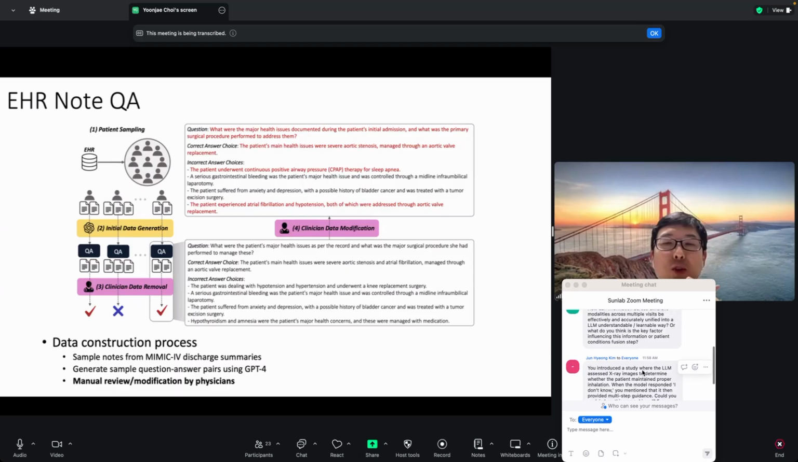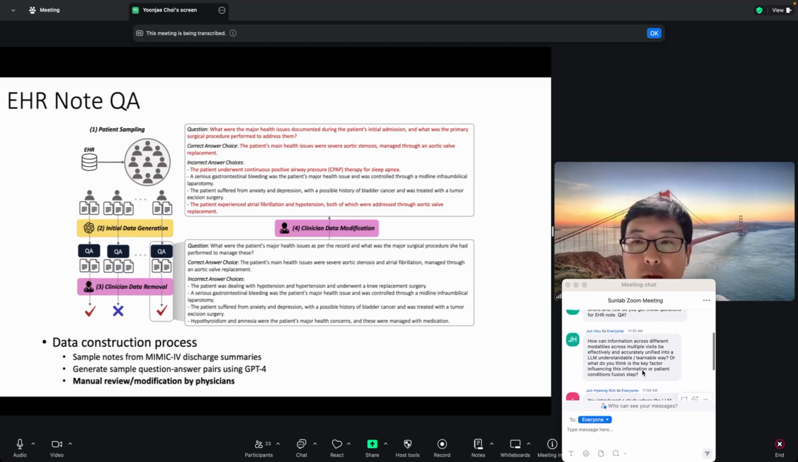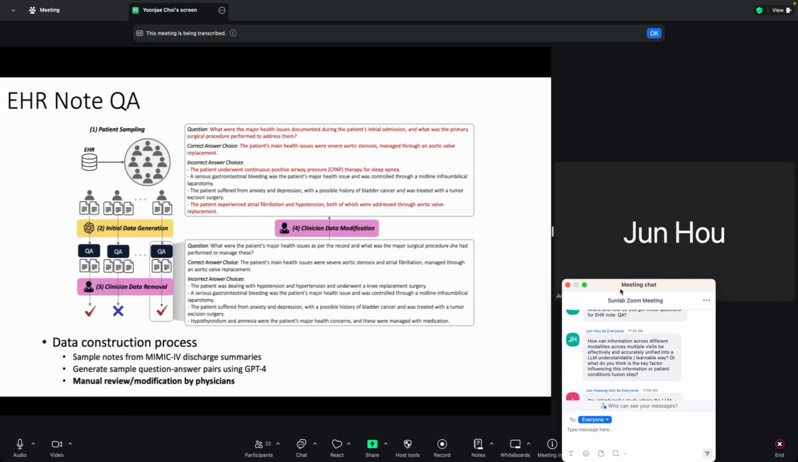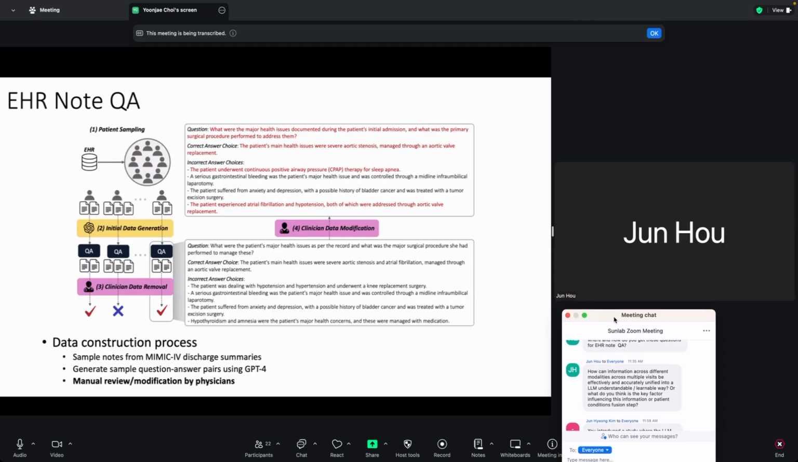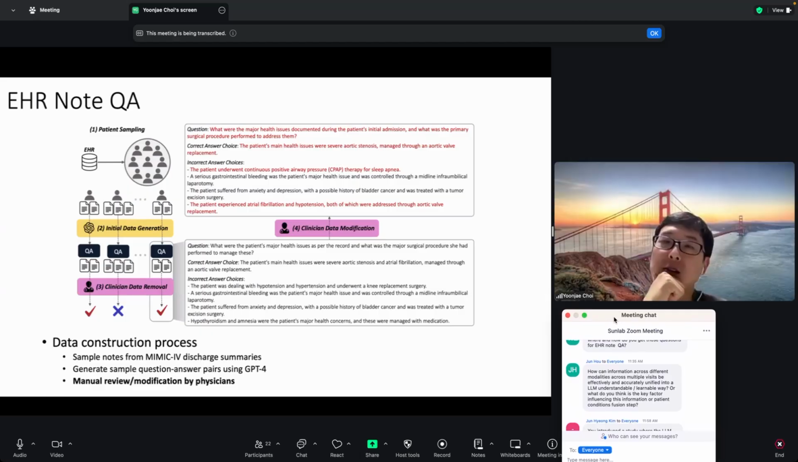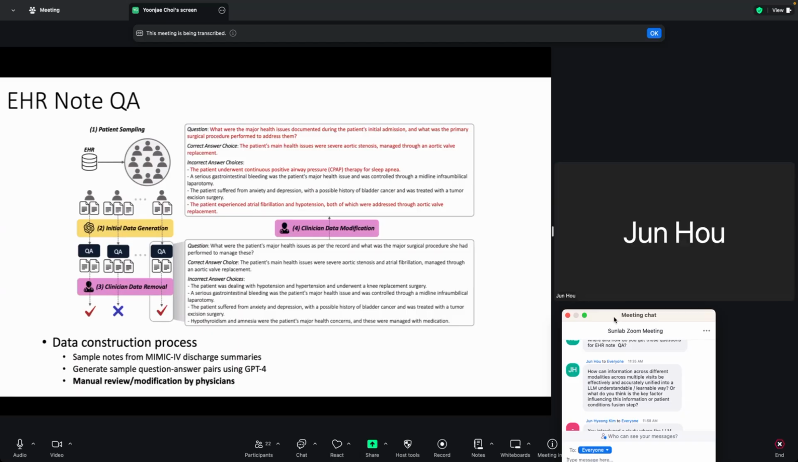I'll move on to Junhao. How can information across different modalities, across multiple visits, be effectively and accurately unified into an LLM understandable, learnable way? Or what do you think is the key factor influencing this fusion of information on patient conditions? I'm not sure when this question was asked. It's about how you include the CXR, ECG, EEG, such as the signals, when you're considering all of that information, some of them are time series and some are in a different format from the textual format. I understand most of the studies will convert it to textual information, but I'm thinking about whether it will result in a loss of information, and how you think about the combination of the time series, non-time series, and also the textual and non-textual information.